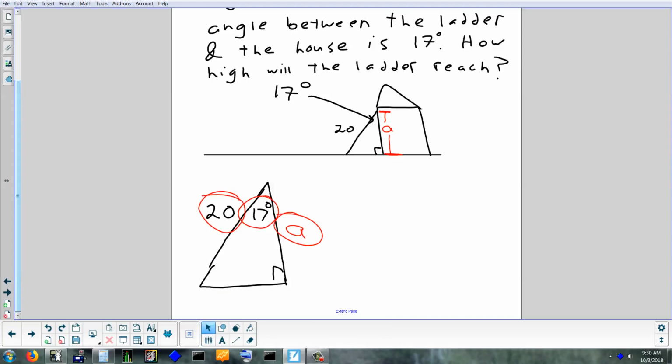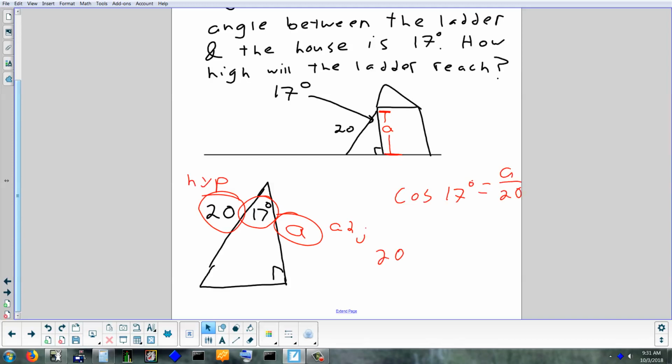So Dylan, what trig function would I use here? Cosine. So I agree because that's adjacent. That's hypotenuse. Can you set it up for me? Cosine of 17 equals C over 20. Oh, yeah, A over 20. Yeah, we used A. So A over 20.